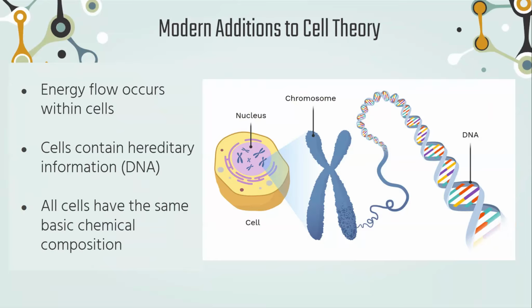So we started adding some modern additions to the cell theory, such as the idea of energy flowing within all cells. Cells also contain hereditary information contained in what we call DNA. All cells also have the same basic chemical compositions.